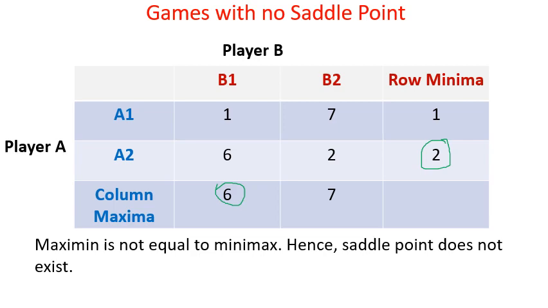But here in this case, since maximin is not equal to minimax, a saddle point does not exist. So this is a typical mixed strategy problem. Now this particular problem can be categorized as a mixed strategy problem.